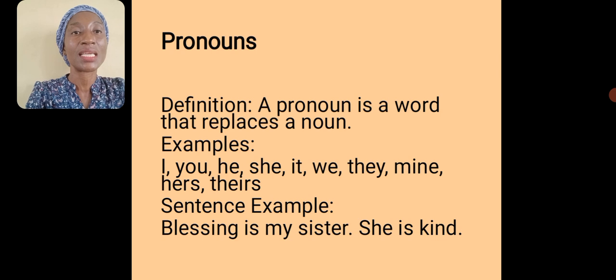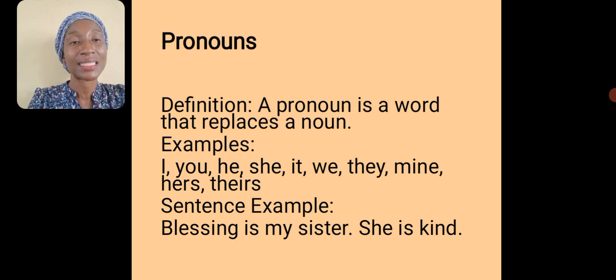Now the second one we see is pronouns. A pronoun is a word that replaces a noun. If you do not want to repeat a noun, the name of a person or place, you use the suitable pronoun for that noun. Examples of pronouns are I, you, he, she, it, we, they, mine, hers, and theirs. These are some examples of pronouns that can replace a name or a noun.